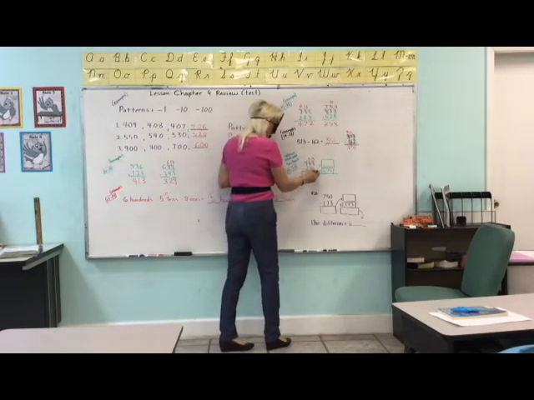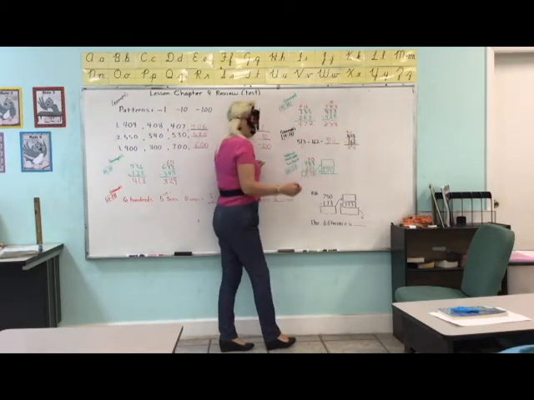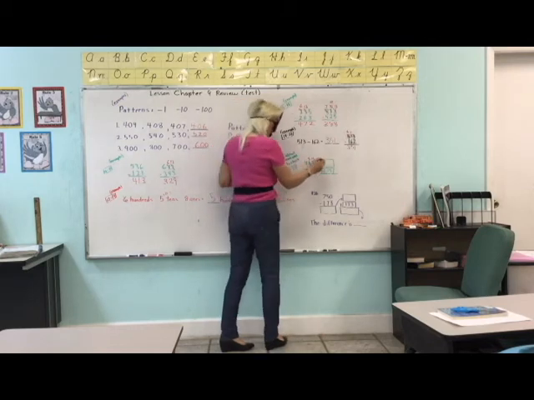13 minus 5 is 8. 5 minus 3 is 2. And then 4 minus 2 is 2. So we're going to move that up to the top.